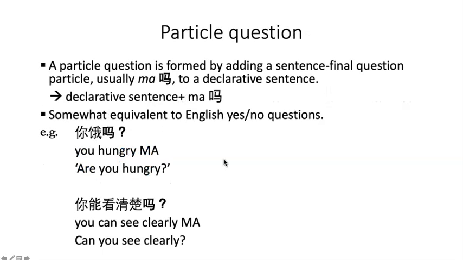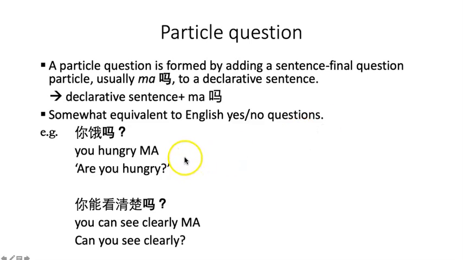The third type of question is particle question. A particle question is formed by adding a sentence final particle, usually ma, to a declarative sentence. So the format of a particle question is declarative sentence followed by a question particle ma, and that is a particle question. The function of a particle question is somewhat equivalent to English yes-no questions.